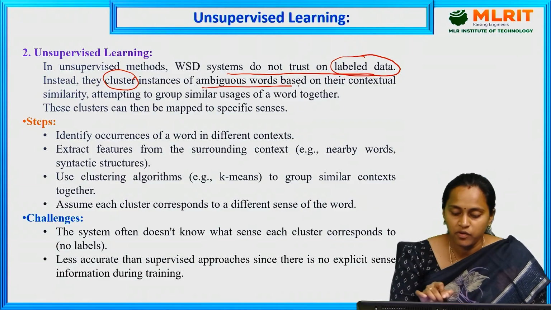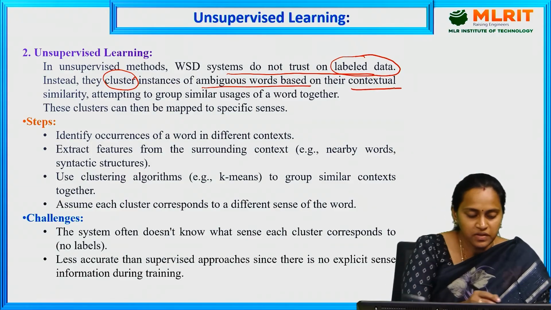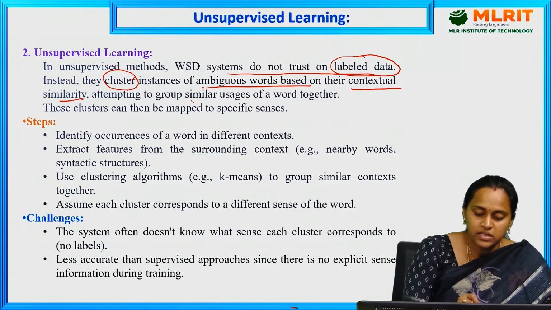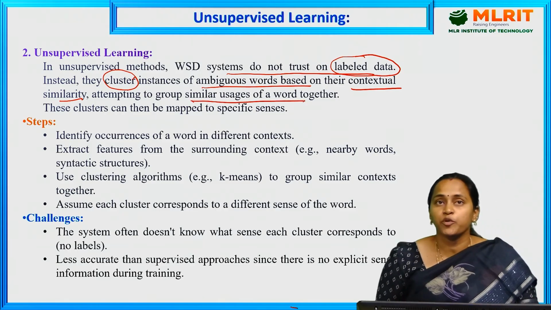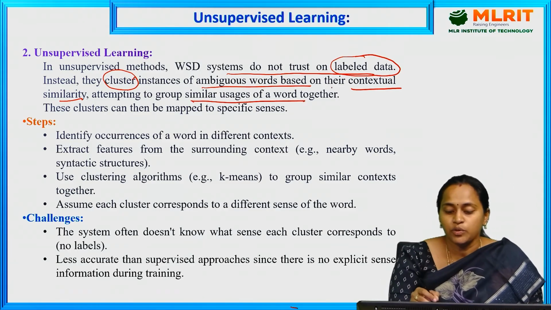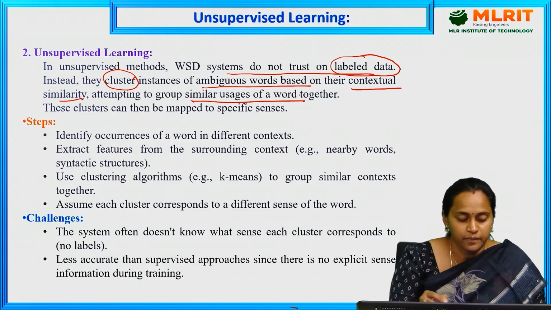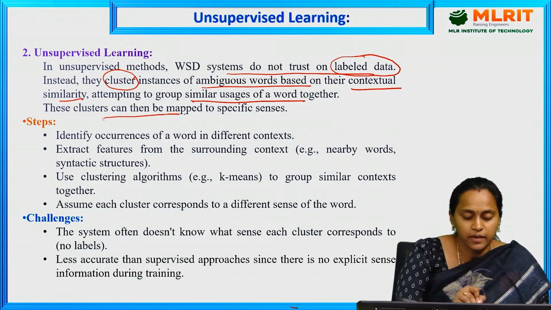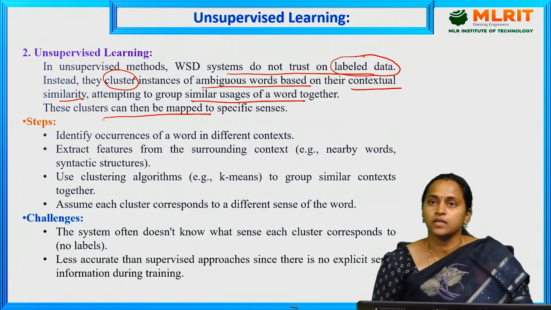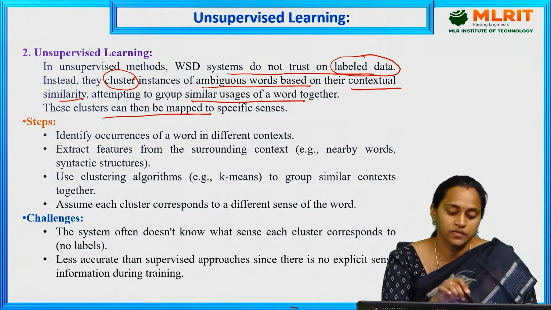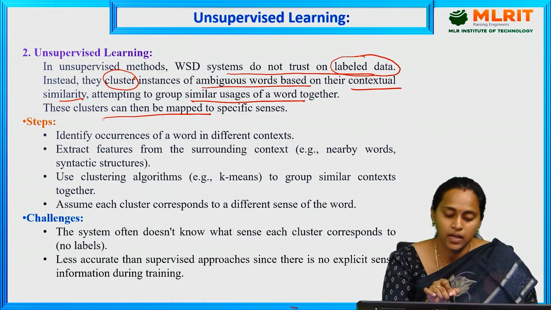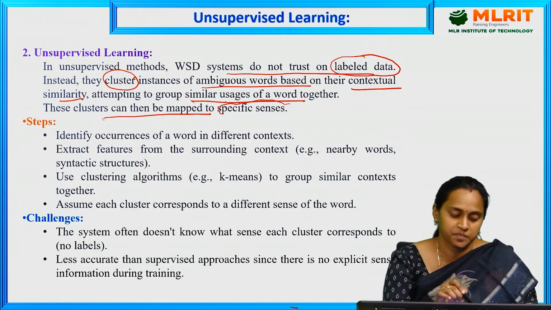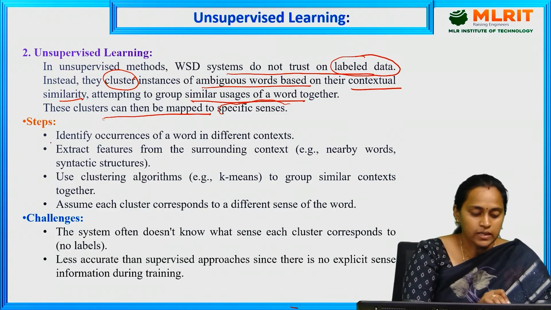Instances of ambiguous words are grouped based on contextual similarity. That means similar uses of a word are put together. By grouping the words together, these clusters can then be mapped to a specific sense. After grouping the clusters, we can use these clusters as a specific sense of the words. How to do it? Let's see the procedure.